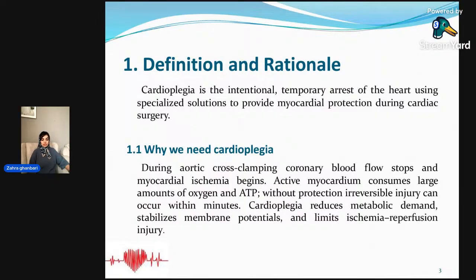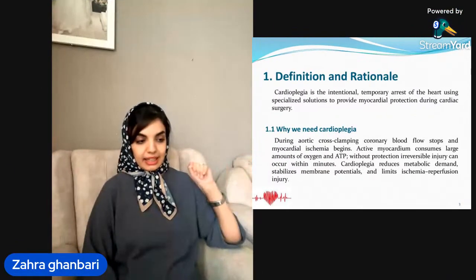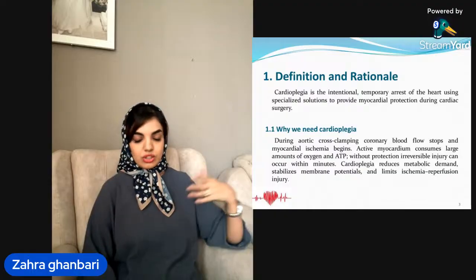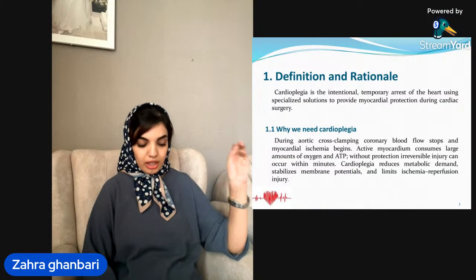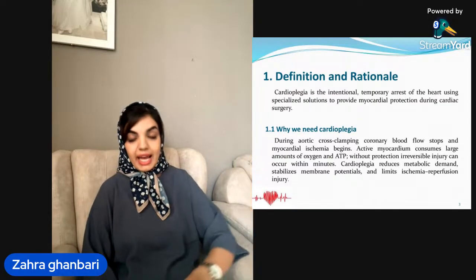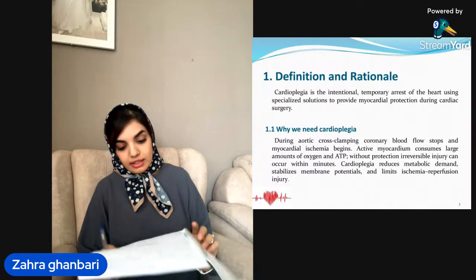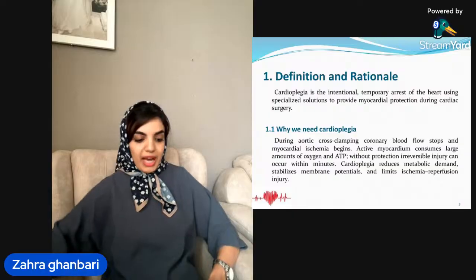The left coronary artery is divided into two main branches. One of them is the left anterior descending, which supplies the anterior wall of the left ventricle, the anterior part of the interventricular septum, and the apex of the heart. The other branch is the left circumflex, which supplies the lateral wall of the ventricle, part of the posterior wall of the left ventricle, and the left atrium. So we are going to go back.